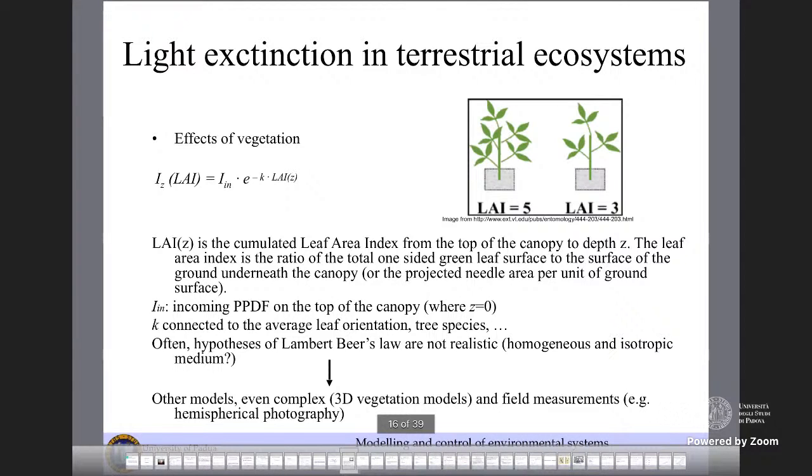So leaf area index Z is the cumulated leaf area index from the top of a canopy to depth Z. So the leaf area index is the ratio of the total one-sided green leaf surface to the surface of the ground underneath the canopy. So it is a percentage, but it describes the quantity of photosynthetic machinery that is available per unit surface in the canopy.